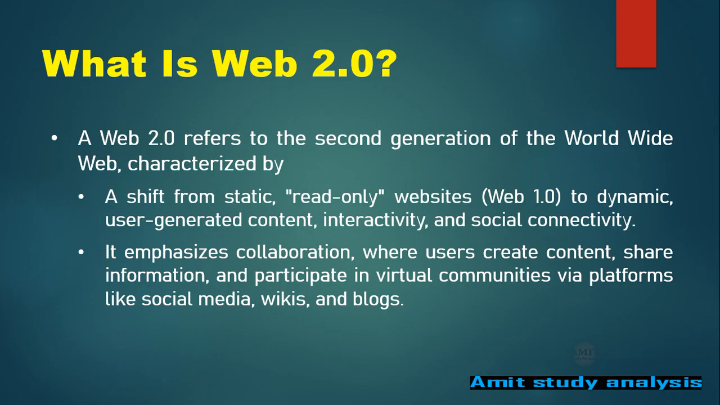Web 2.0 refers to the second generation of the World Wide Web. As everything gets refined every time, so it happens with the web also. The first generation was web 1.0, then web 2.0, then web 3.0, then web 4.0. So this is the process of a new generation building on the previous generation, you can say.